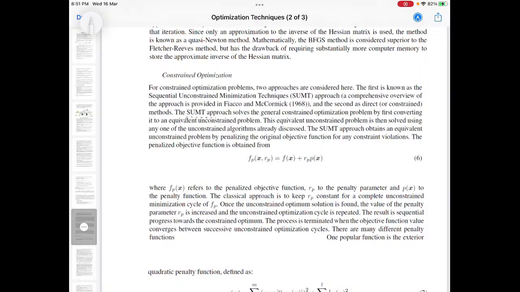The SUMT approach solves the general constraint optimization problem by converting it to an equivalent unconstrained problem. This equivalent unconstrained problem is then solved using any one of the unconstrained algorithms already discussed. The SUMT approach obtains an equivalent unconstrained problem by penalizing the original objective function for any constraint violations, and the penalized objective function is obtained from fp(x, rp) equal to f(x) plus rp times p(x).